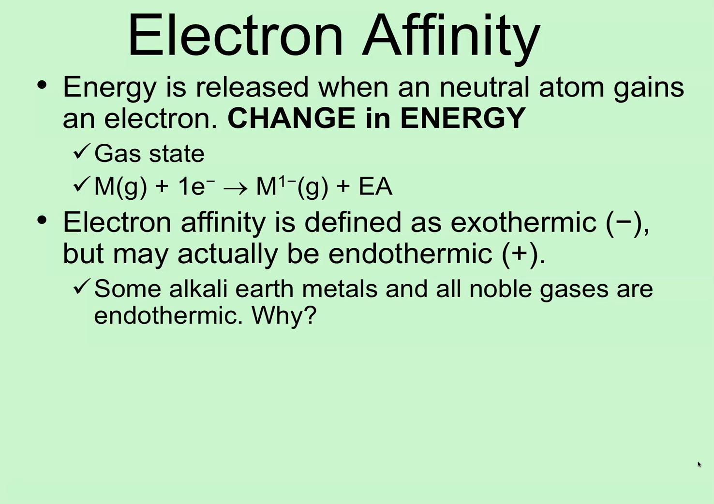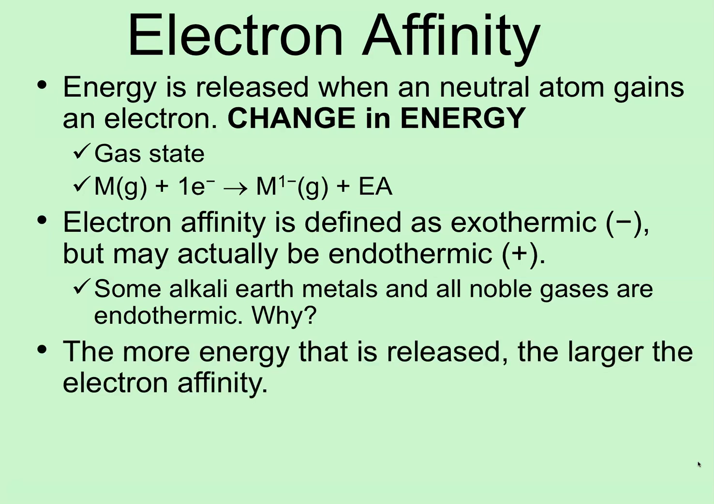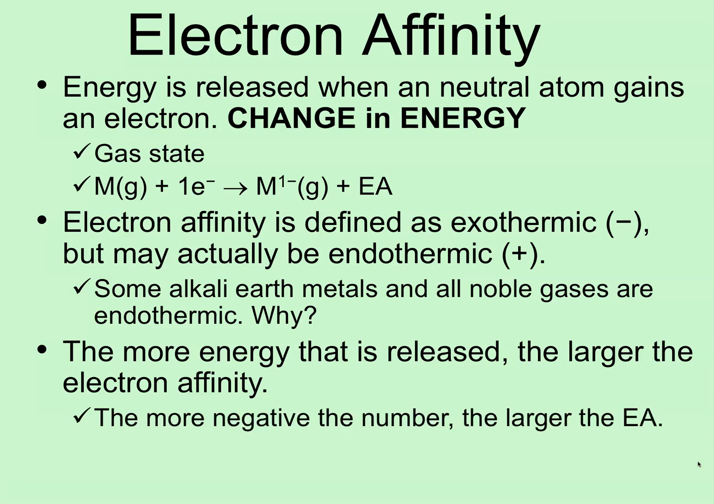Why is that the case? Well, we got to think about where is that electron going to be put? What orbital? What energy level? What is going on? So I'll let you guys marinate on that one as we move forward. The more energy released, the larger the electron affinity is going to be. So we're looking at magnitude in that sense. The more negative the number, the larger the electron affinity, or EA as shorthand. Questions on this beginning of electron affinity?